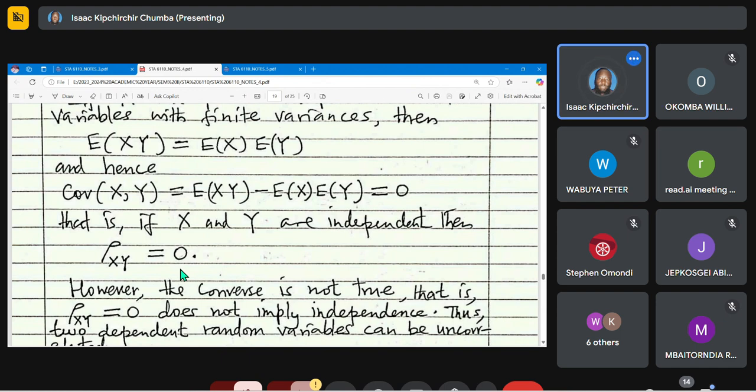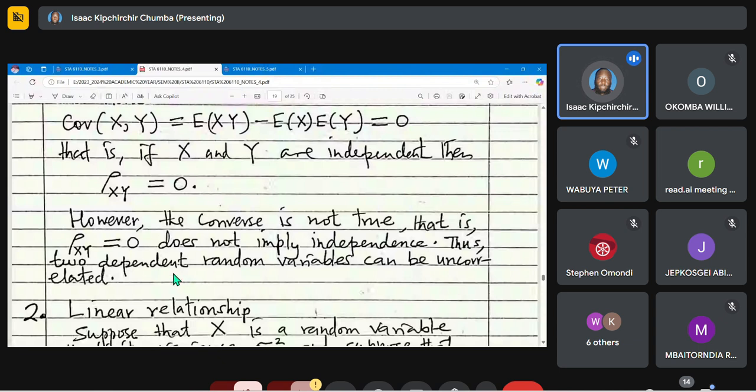But there's a catch here. However, the converse is not true. That is, when the correlation is 0, it does not necessarily imply independence. So we don't deduce that random variables are independent when the correlation is 0. We can have random variables which have correlation 0 and yet they are not independent, they are dependent. Thus, two dependent random variables can be uncorrelated. There exist such random variables.